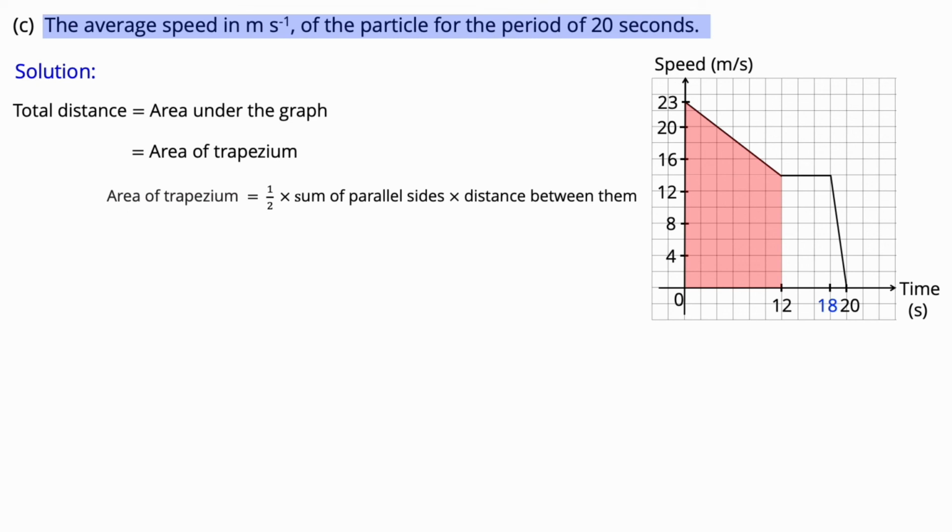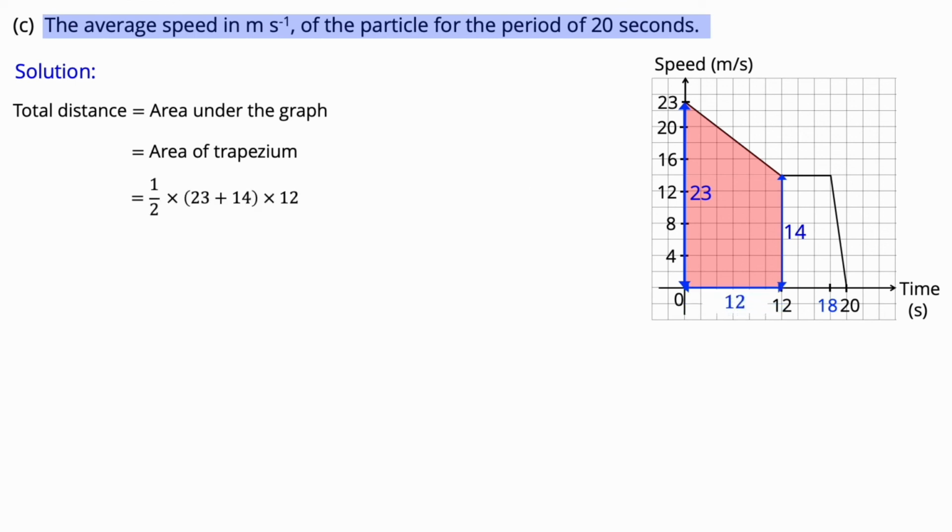Its parallel sides are 23 and 14, with a distance between the parallel lines of 12. Area of trapezium equals 1 over 2 times (23 plus 14) times 12. The calculated result is 222. Area of rectangle is given as 84.